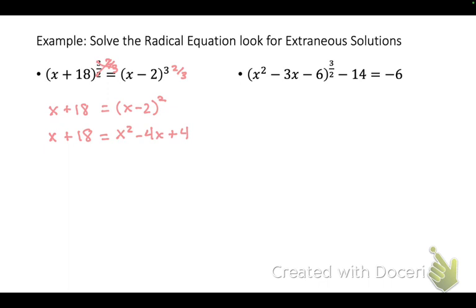Okay, so now what? Minus the x. Set it equal to 0. So x squared minus 5x minus 12.